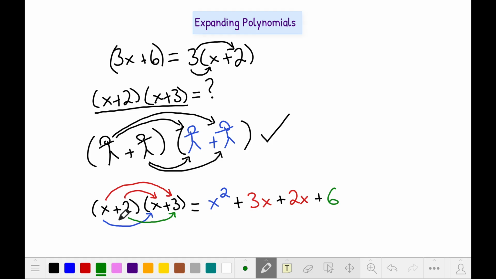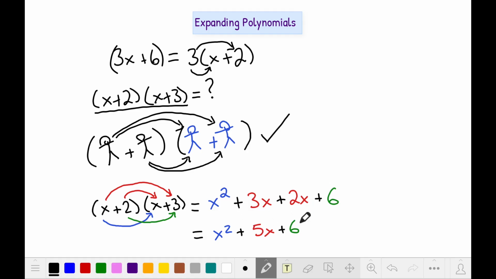We've got 2 bracket terms, they introduced each other, and then we can actually combine and we're going to end up having a slightly simpler expression that looks like x squared plus 5x plus 6.